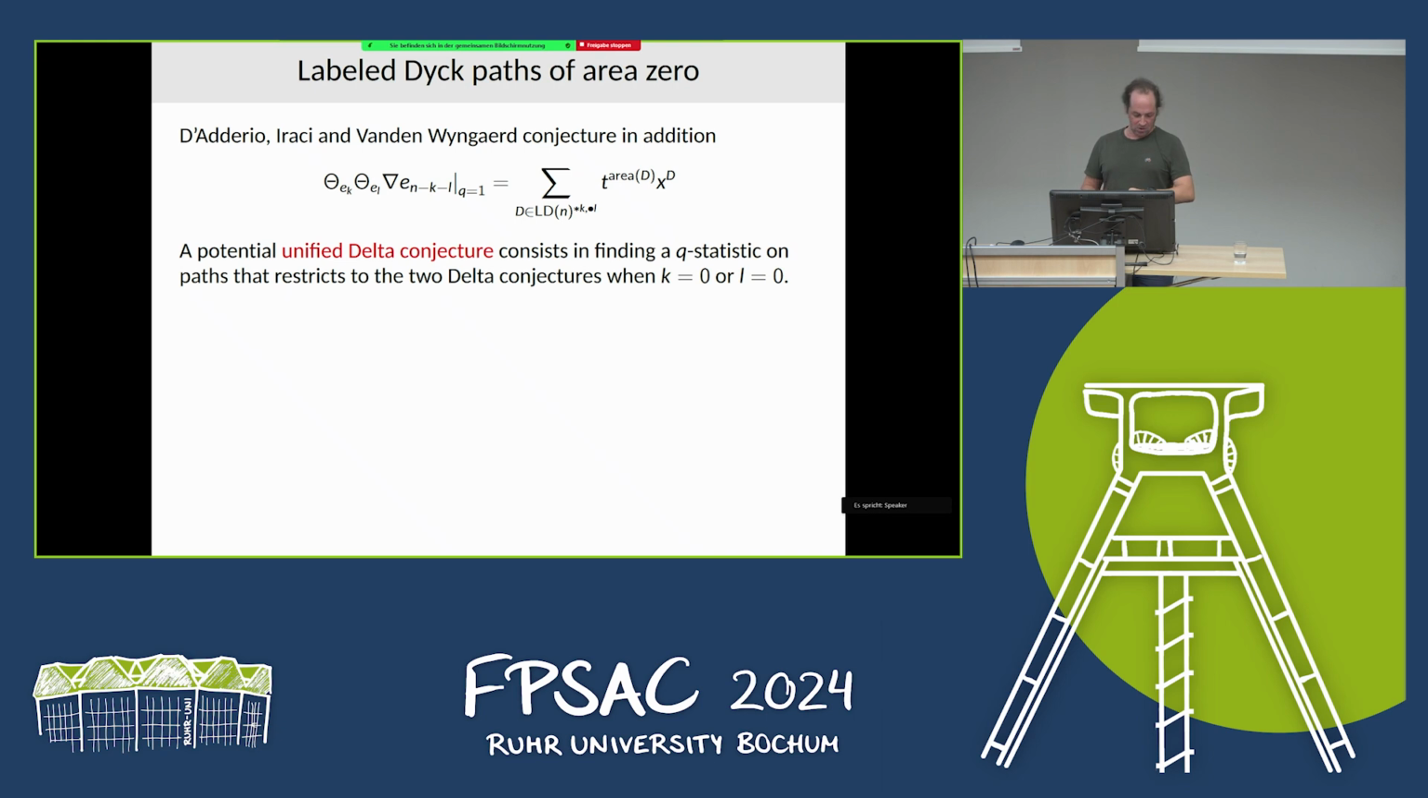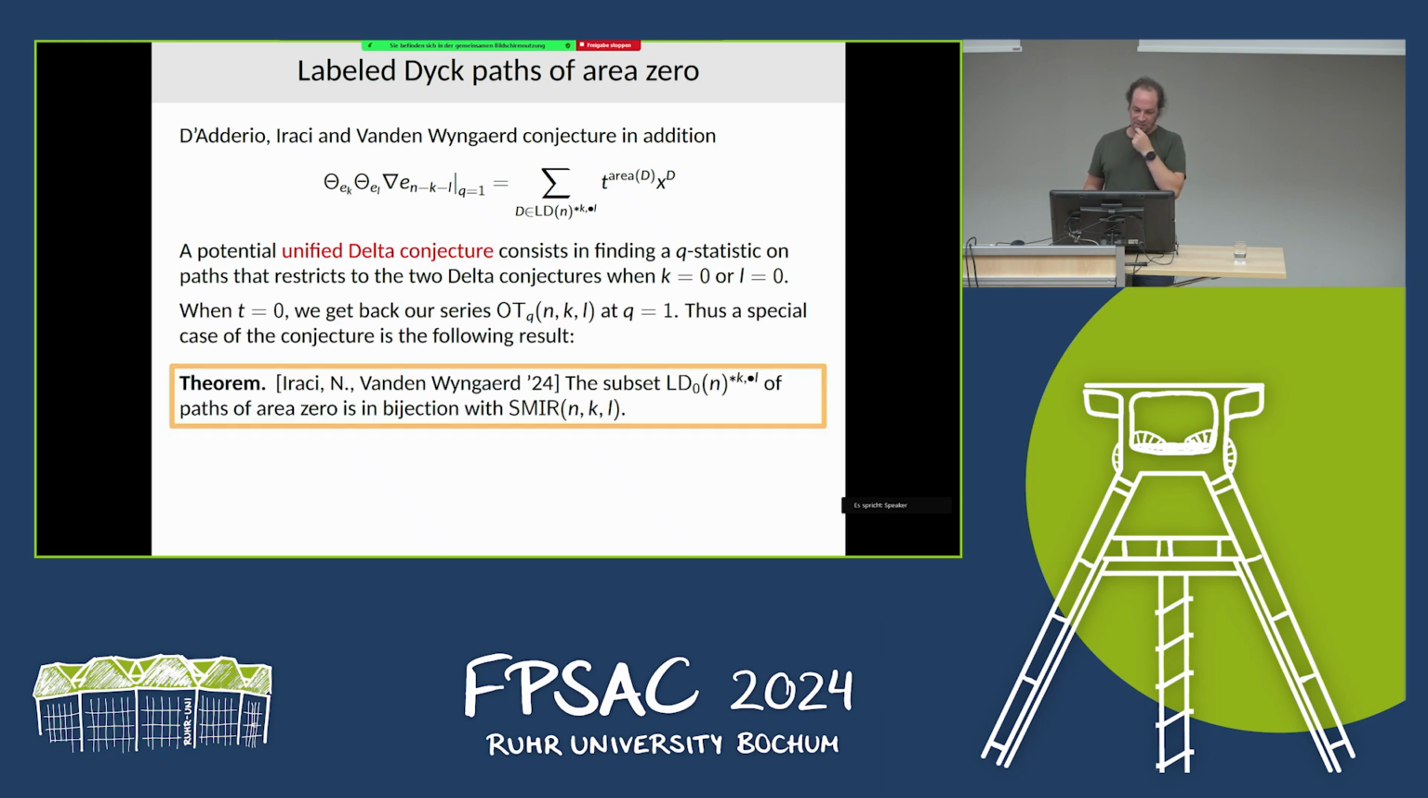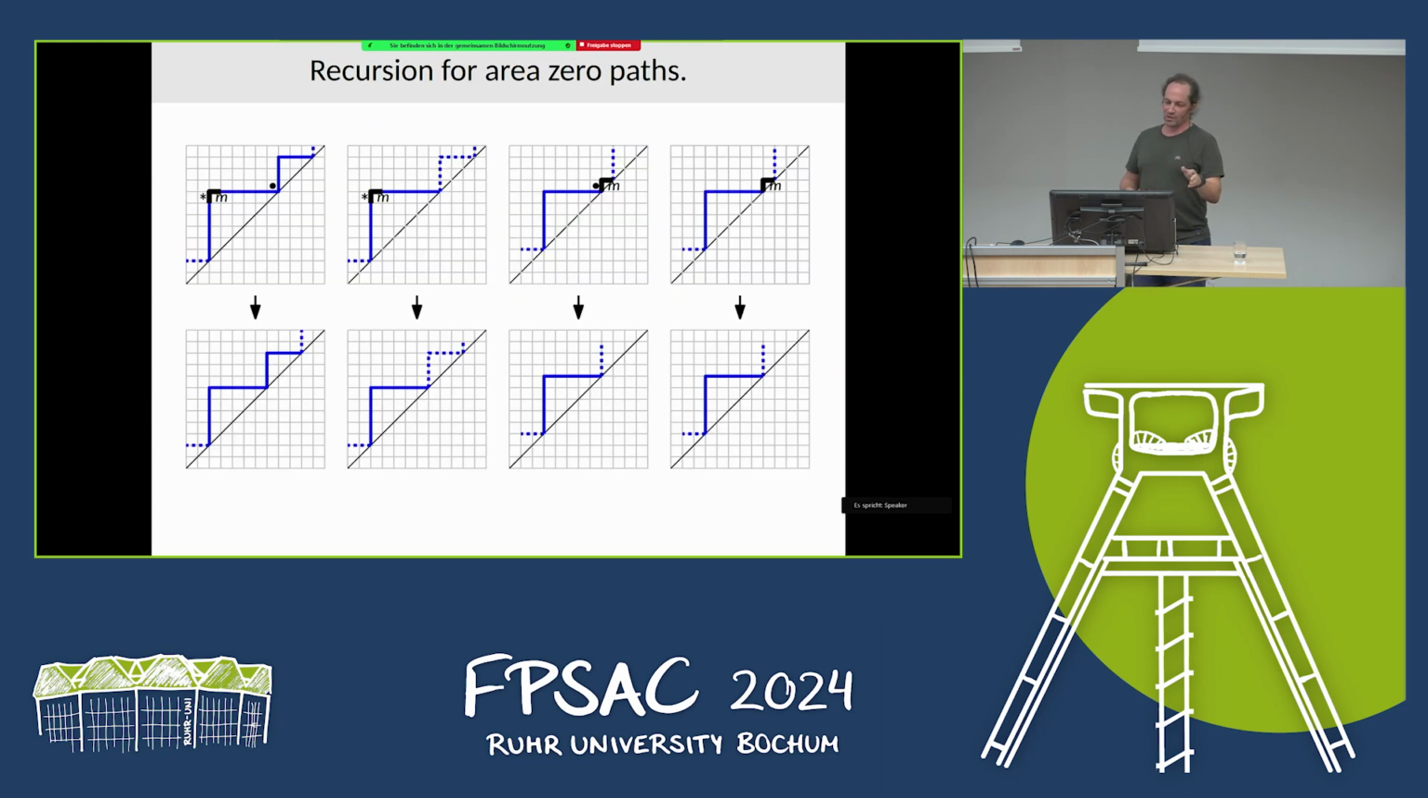Let me speed up. Basically, in our work, if you specialize this to t equals 0, it tells you that the Smirnov words should be in bijection with an area 0 path, and we have a bijection like this. It's very combinatorial. Basically, you show once again that it satisfies the same recursion. We have 4 different ways corresponding to the 4 binomial coefficients that you had.